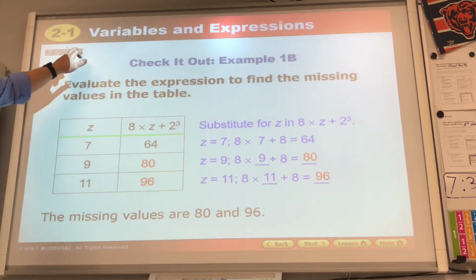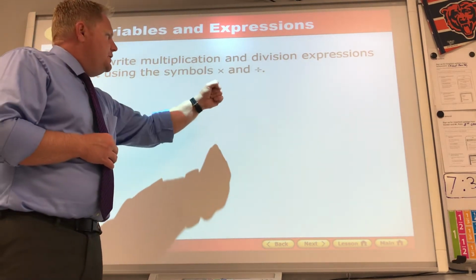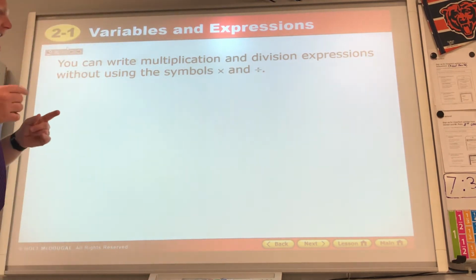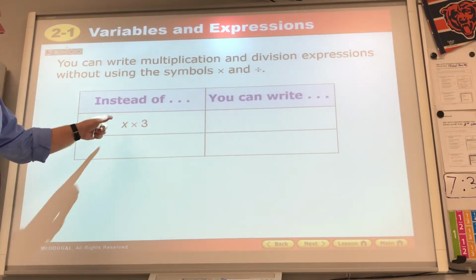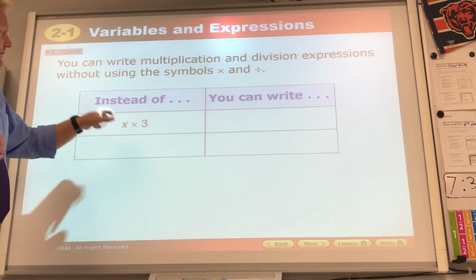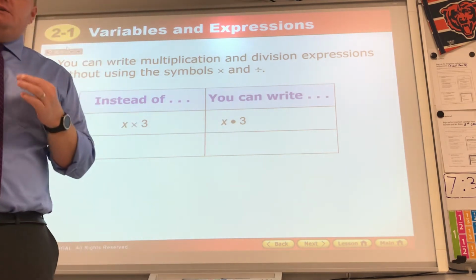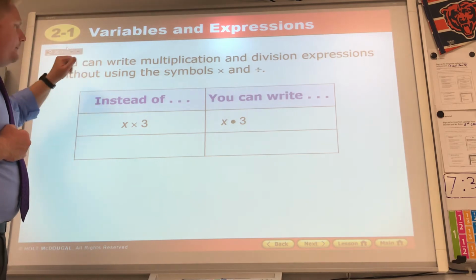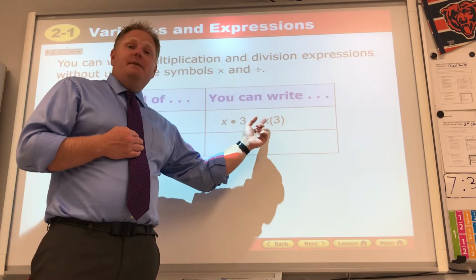Now, it's time to change one little thing on you. You can write multiplication and division expressions without using the symbols for multiplication and division. You're getting ready for the big leagues. You're getting ready for high school math. That's what you're doing. So, instead of x times 3, which can be confusing, sometimes you could write x dot 3. That means multiplication. Just another way to write it, okay? Or, there's the parentheses, x parentheses 3, that means times.